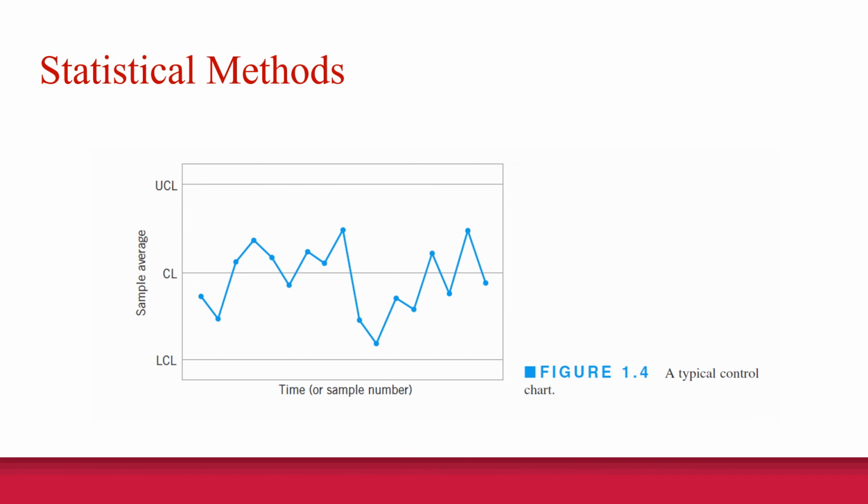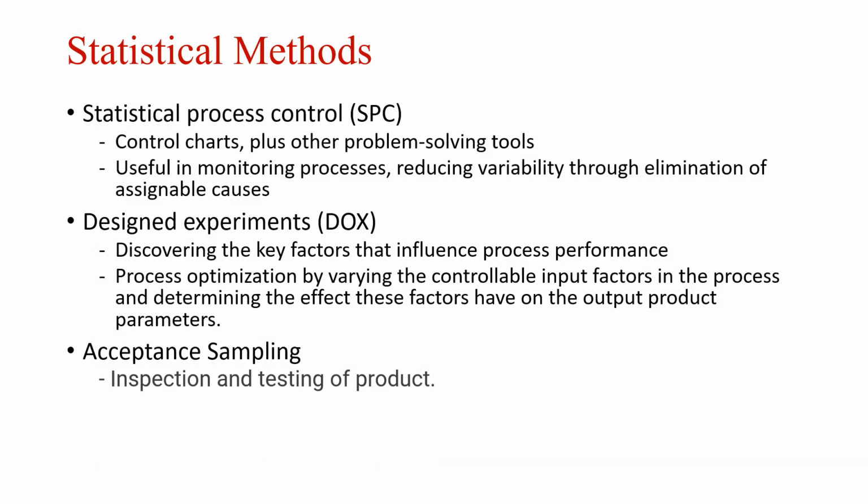So we'll learn a lot about how to use control charts in future chapters, but I wanted to put it in here to talk specifically about one of our primary tools we're going to use to monitor quality control. There are three different types of statistical methods in your normal quality control. The first is what's known as SPC, statistical process control.